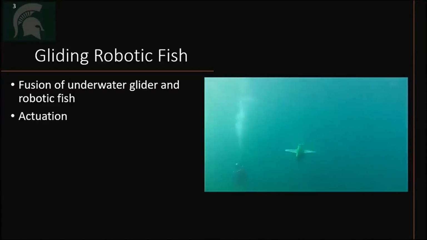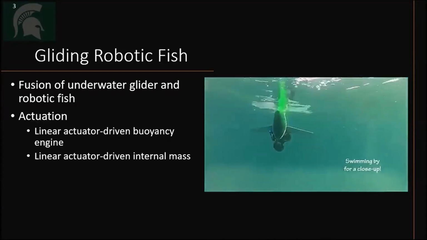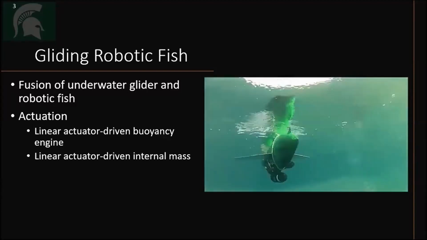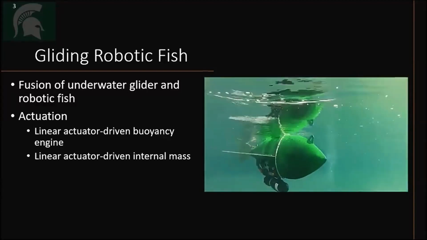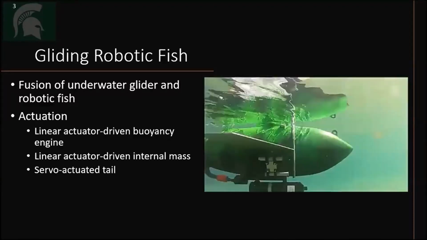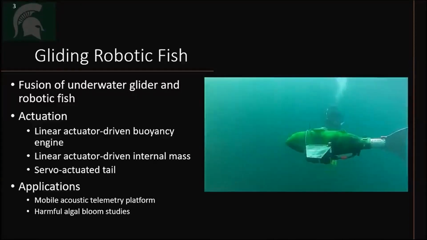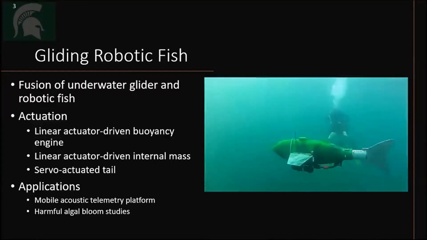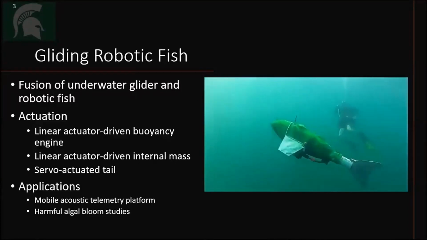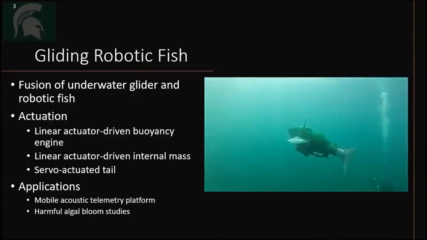The robotic fish has 3 servo control actuators. The first is a linear actuator to pump water in and out of an internal syringe. The second is a linear actuator that moves the mass along the body so the robot can pitch up and down. And the third is a servo motor that controls the tail angle of the robot. In the past, we've used this robot to monitor harmful algae blooms, and more recently, we've used it as an acoustic telemetry platform in preparation for fish tracking applications.